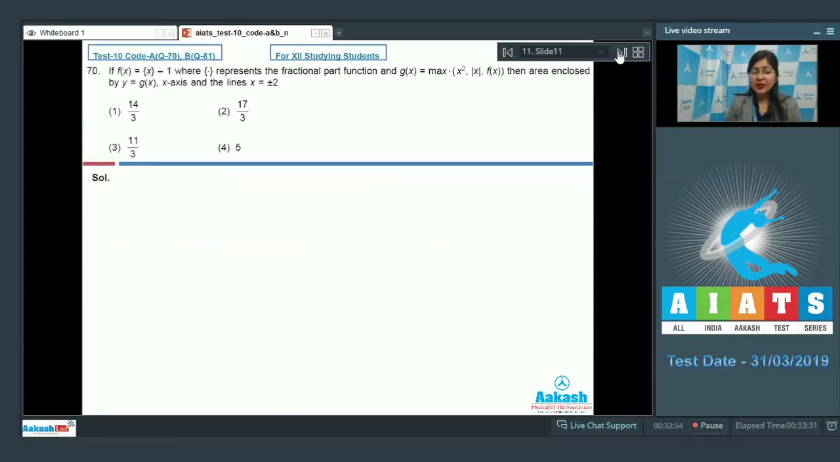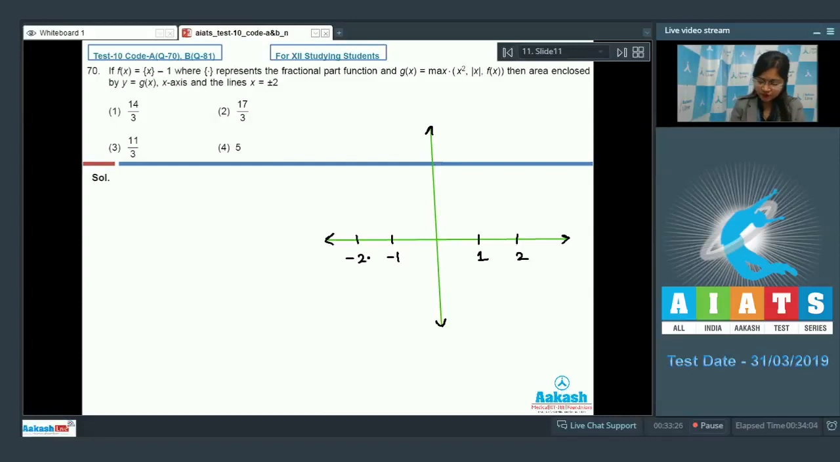Now next is question number 70, which says that if f(x) is equal to fractional part of x minus 1 and g(x) is equal to maximum of x square, modulus of x and f(x), then area enclosed by y equal to g(x), x-axis and the lines x equal to plus minus 2 is. Now here we have to find the graph of the three functions. Let us say this is 1, 2. This is minus 1 and this is minus 2.